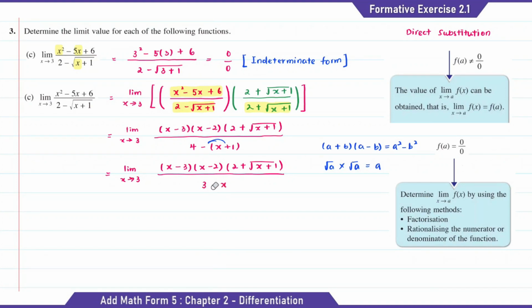In order for us to simplify the denominator with the x minus 3, here we're going to factorize the denominator with negative 1. This will be negative bracket negative 3 plus x. So if I rearrange negative 3 plus x, this is the same as x minus 3. So now I can cancel the x minus 3. Then this is equal to negative bracket x minus 2 times 2 plus square root x plus 1. So now I can substitute the x here with 3. So this is equal to negative 4.